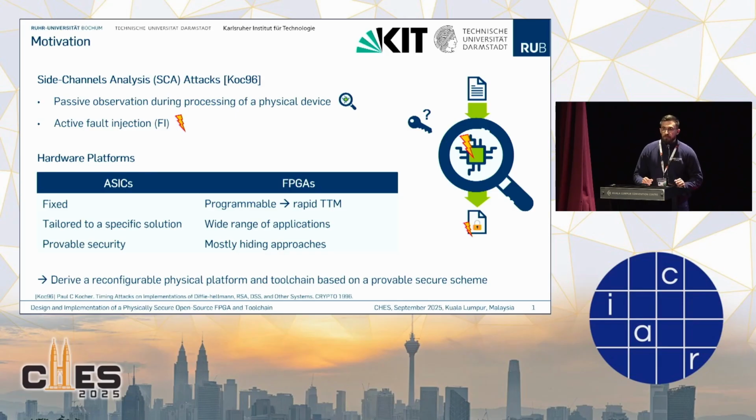So in the use case of side channel security, in the recent years, the trend goes towards provable security, where we deploy some formally proven scheme. And in FPGAs, we can also do this as well, but this comes with a lot of constraints, and so many works rely on some hiding approaches, which, for example, use balanced routing. So the idea of this work is quite straightforward from this observation, where we want to derive a reconfigurable platform, like an FPGA, and the corresponding toolchain that then generates the corresponding bit stream. However, we want to make this based on a provable secure scheme instead of lookup tables, for example.